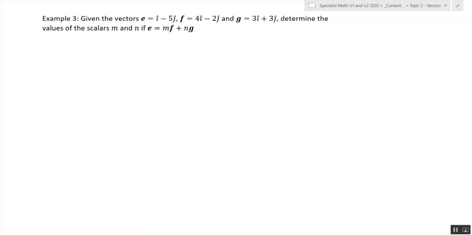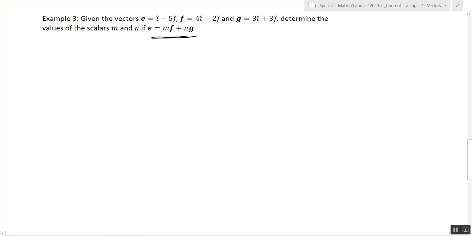So, continuing scalar multiplication with vectors. Very exciting. So we have three vectors and they're multiplied by two scalars, m and n. We don't know what m and n are, but it wants us to find what they are. So we need to first substitute in to this equation here.